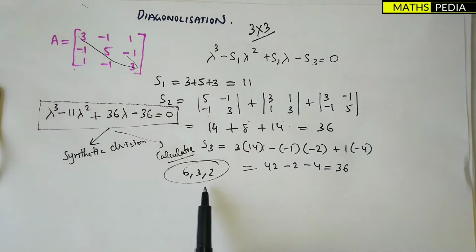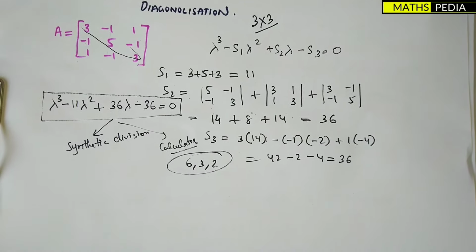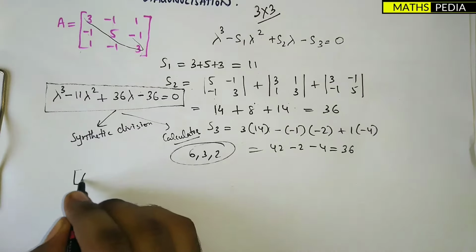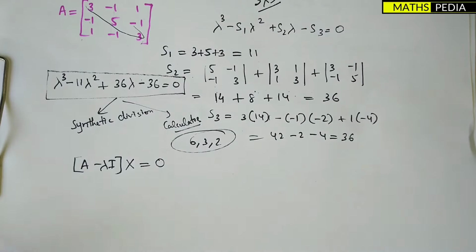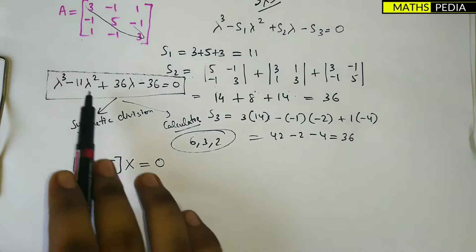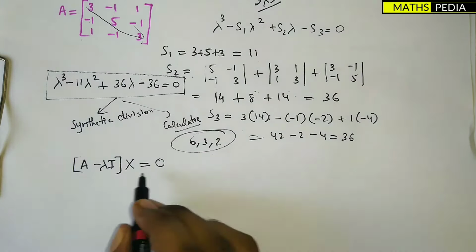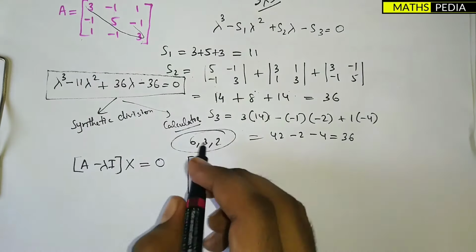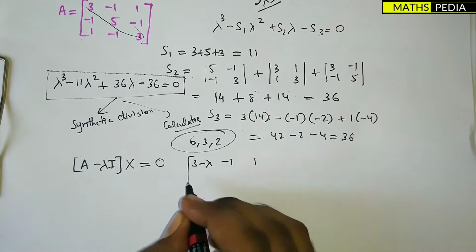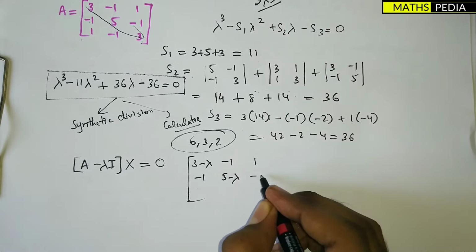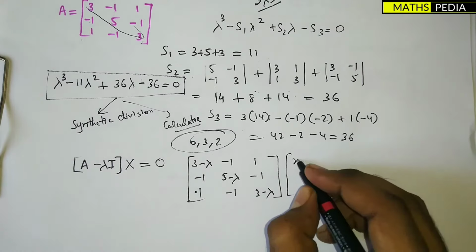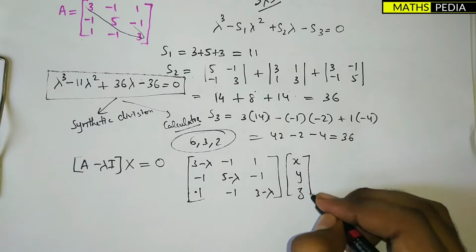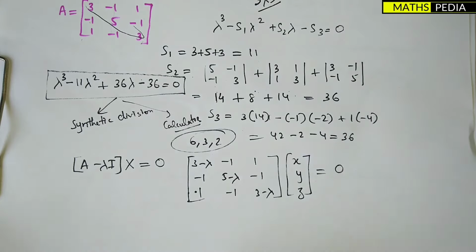Now, after getting the eigenvalues, the next thing is that you have to go with the eigenvector. That is basically A minus lambda I into x, which is equal to 0. The same method for the 2 cross 2 and the 3 cross 3, the only difference comes in the simplification of the equation, okay. Now here you have to put 3 minus lambda, minus 1, 1, minus 1, 5 minus lambda, minus 1, 1, minus 1, 3 minus lambda, into x. What is x? We have to assume it as x, y and z, which is equal to 0.